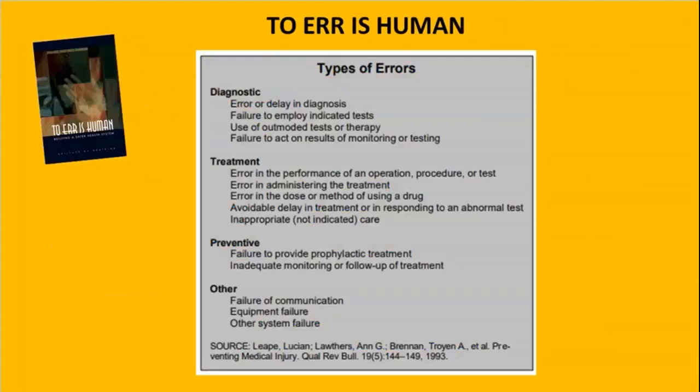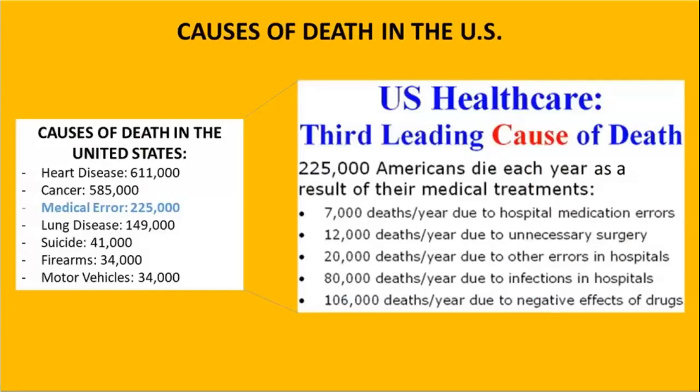From there, the book basically looked at different types of error, broke it down into 4 categories. Firstly, from a diagnostic perspective, errors and delays in diagnosis, and then even use of testing or inaccurate use of testing. You can see on the screen as well. Then in treatment, errors in treatment. One that continues to be a big area of error is errors in the dose or method of using a drug. And then preventative, and then other areas, including communication, which I have found, particularly working in a healthcare environment, can often be the biggest challenge in getting people to work together. So those are some of the topics in the book.